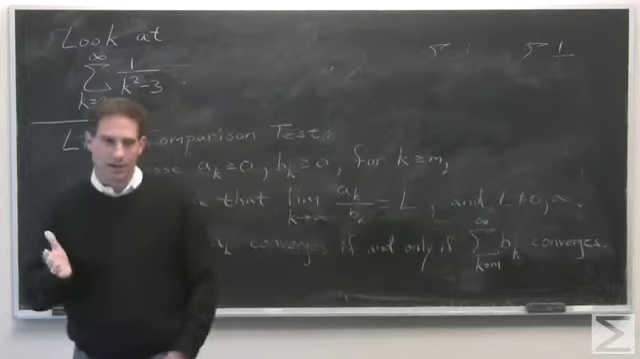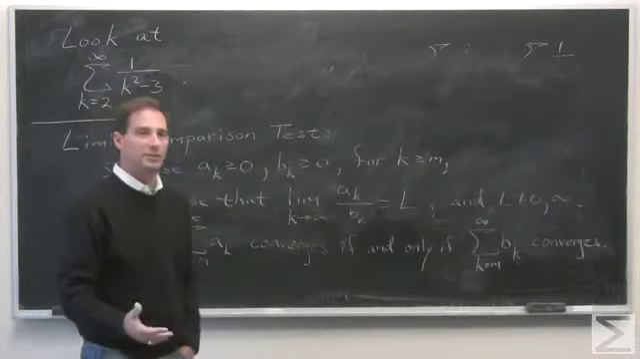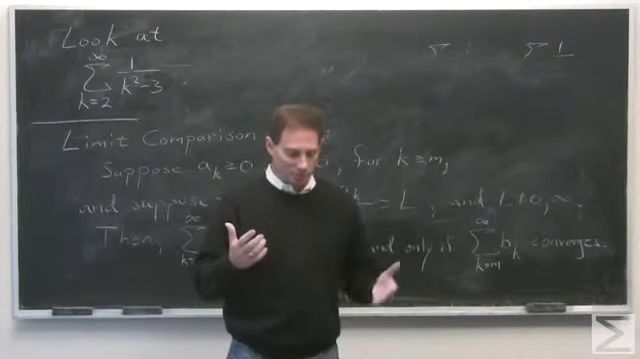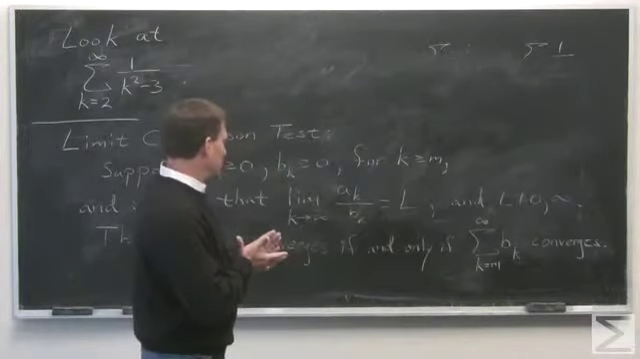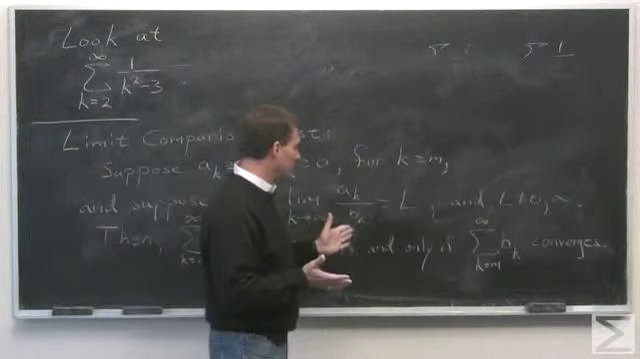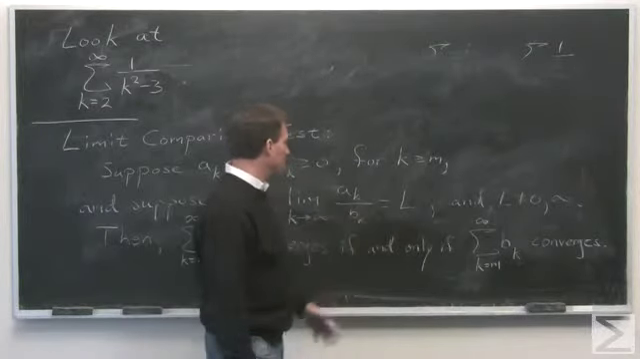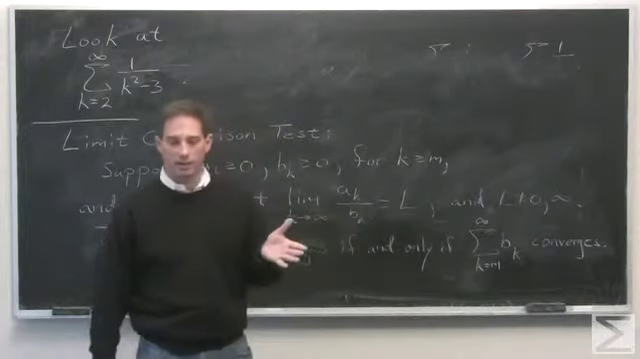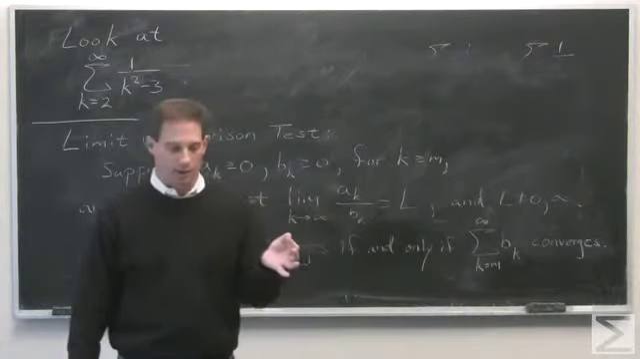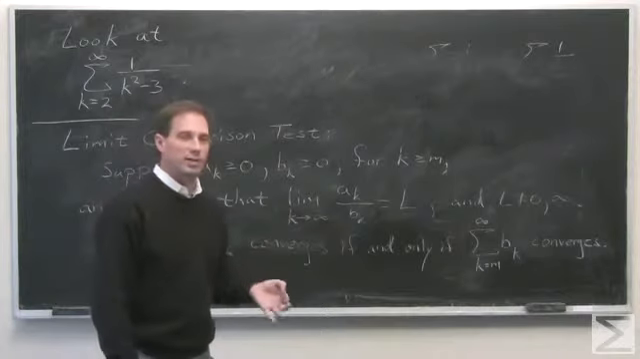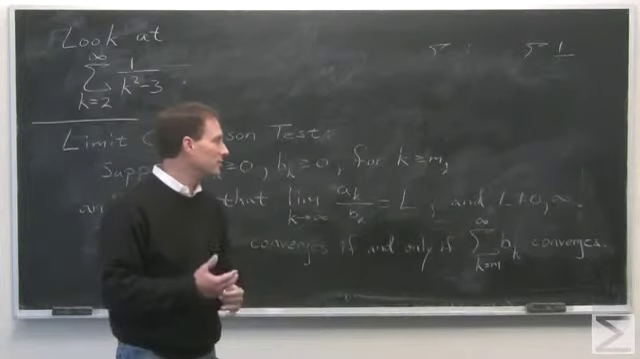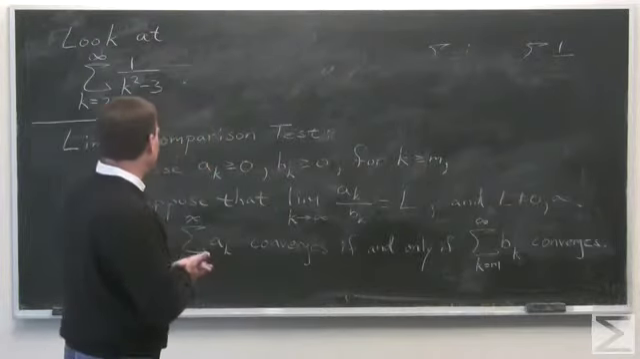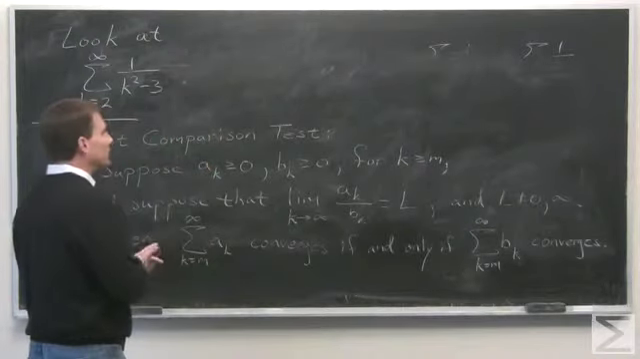The proof of this, the idea of the proof, is not difficult. It's just if L comes out to be, say, a half, then it's like, oh, the AKs eventually look like a half times the BKs. But multiplying a series by a non-zero constant doesn't change whether the series converges or diverges. So that's about all there is to it. Of course, there are technical details, but this is the limit comparison test.